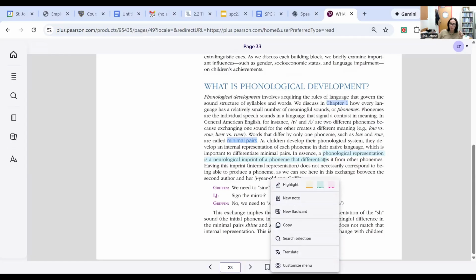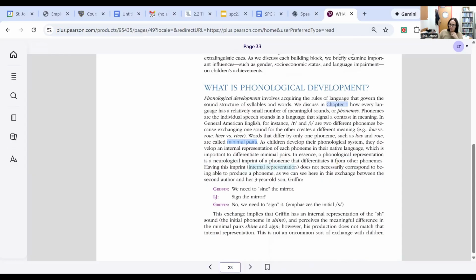So if I showed you the letter B and said, tell yourself quietly, say this sound, you would all hear B without producing anything. That's an internal representation, okay? And that's an important point to remember.